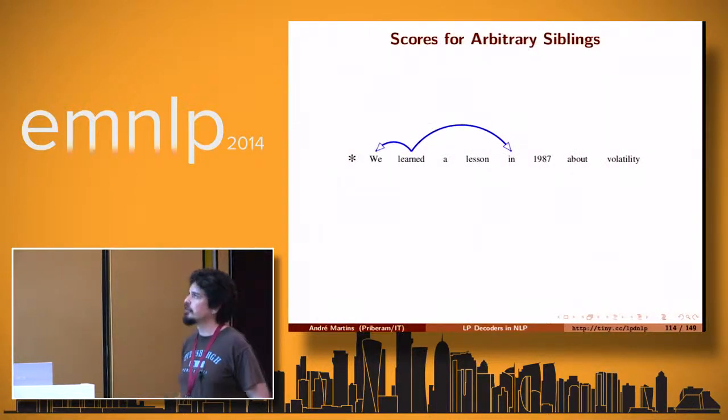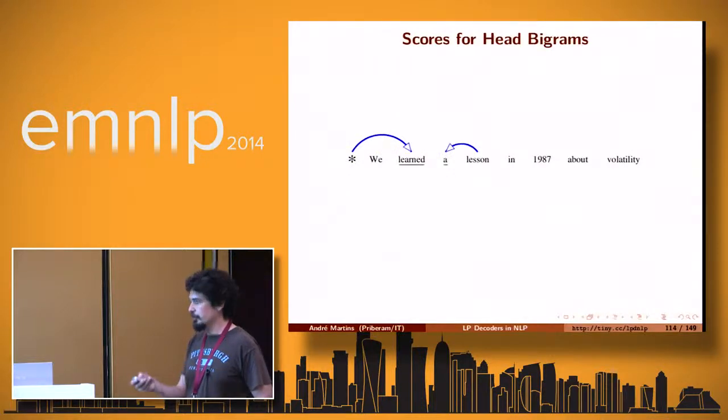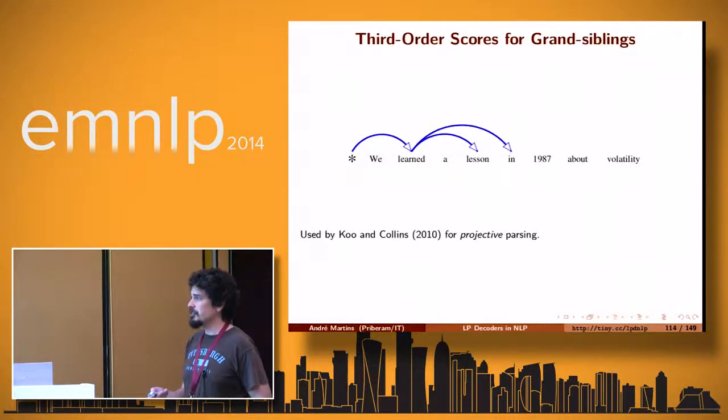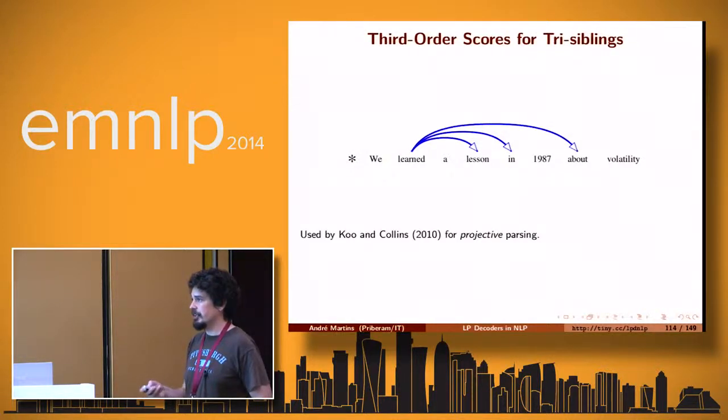We are also going to use scores that break these Markovian assumptions. In this case, this is a score for arbitrary siblings. It's correlating the subject of "learned" with this preposition "in". We're also going to look at head bigrams. This is two consecutive words and what the head words are, what the parents of these two consecutive words are. We're also going to consider some third order scores for grandsiblings and for tri-siblings. This has been used by Koo and Collins in the context of projective parsing, but now we are going to use it also for non-projective parsing.